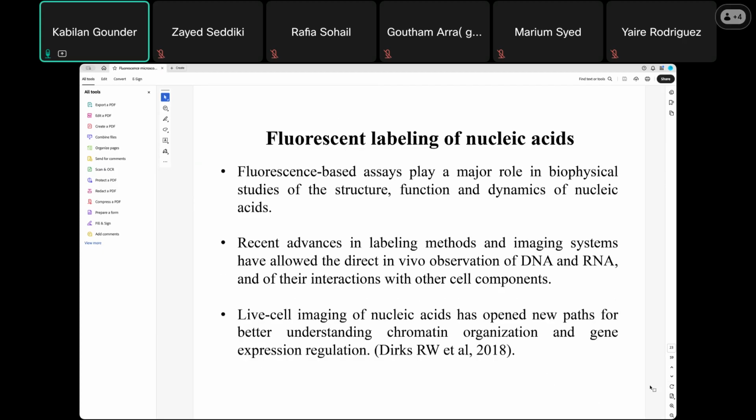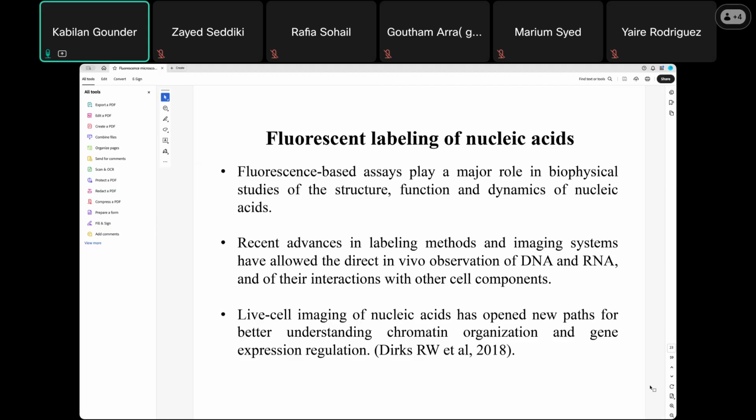So we can also label the nucleic acids. The fluorescence-based assays play an important role in biophysical studies of the structure, function, and dynamics of nucleic acids. Recent advances in labeling methods and imaging systems have allowed the direct in vivo observation of DNA and RNA and their interactions with the other cell components.